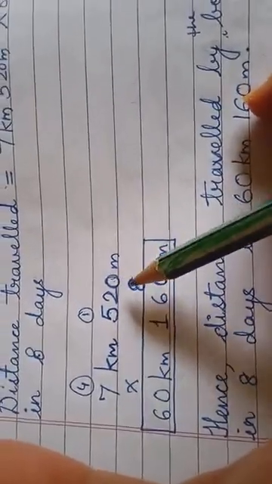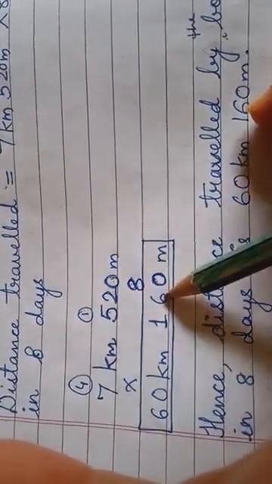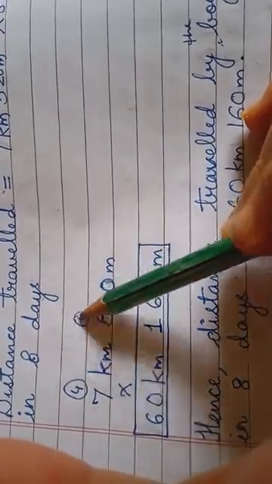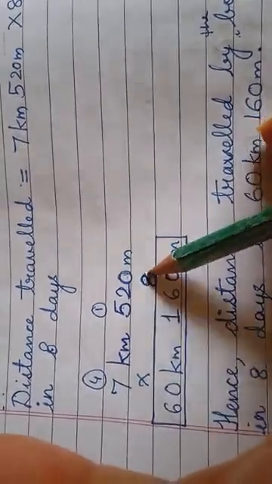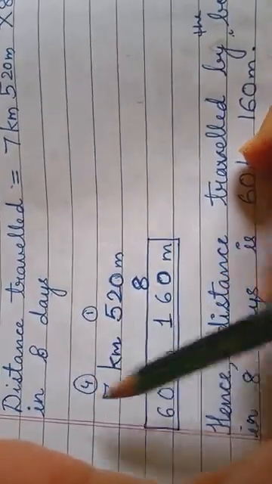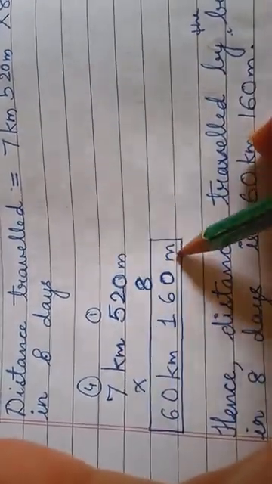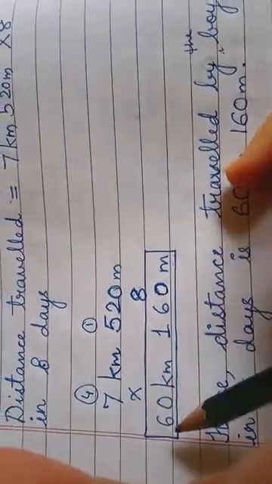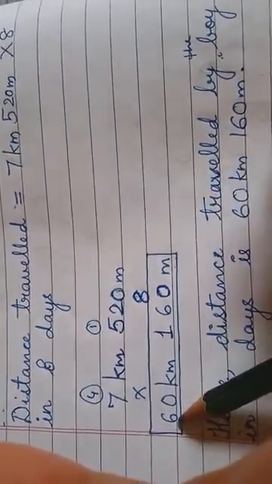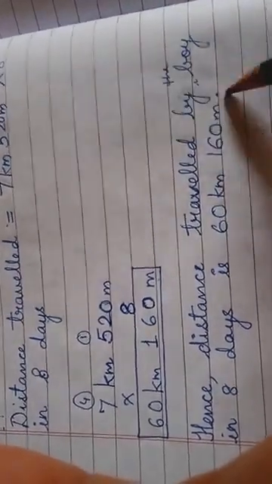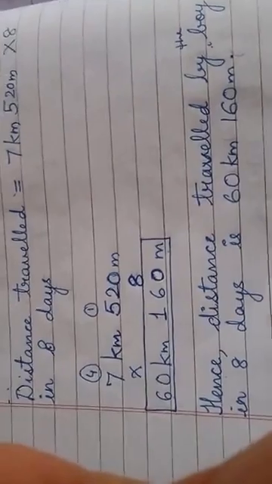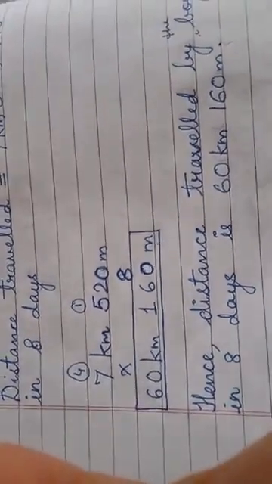I have multiplied, you can see 8 zeros are 0, 8 2s are 16, carry 1, 6 down, 8 5s are 40, 40 plus 1, 41, 1 down, 4 carry, 8 7s are 56, 56 plus 4, 60. And this kilometer and this meter as it is I have written. So the distance traveled by the boy in 8 days is 60 kilometer 160 meters. Okay, so this way we have ended this lesson here.